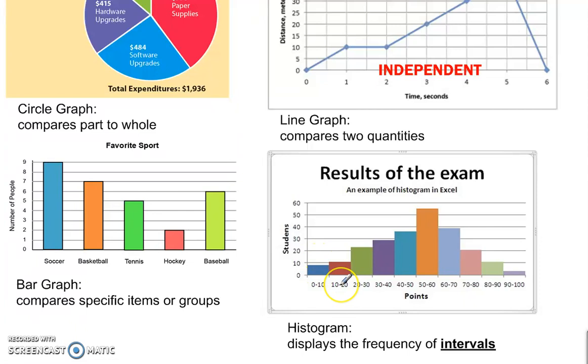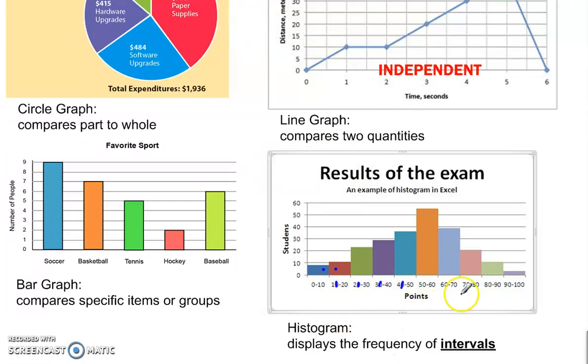This I actually think is not correct as it is, because if they asked you 10 points, where would you add that one to? Well, that could be here or there. So this should be 11, this should be 21, 31, 41.